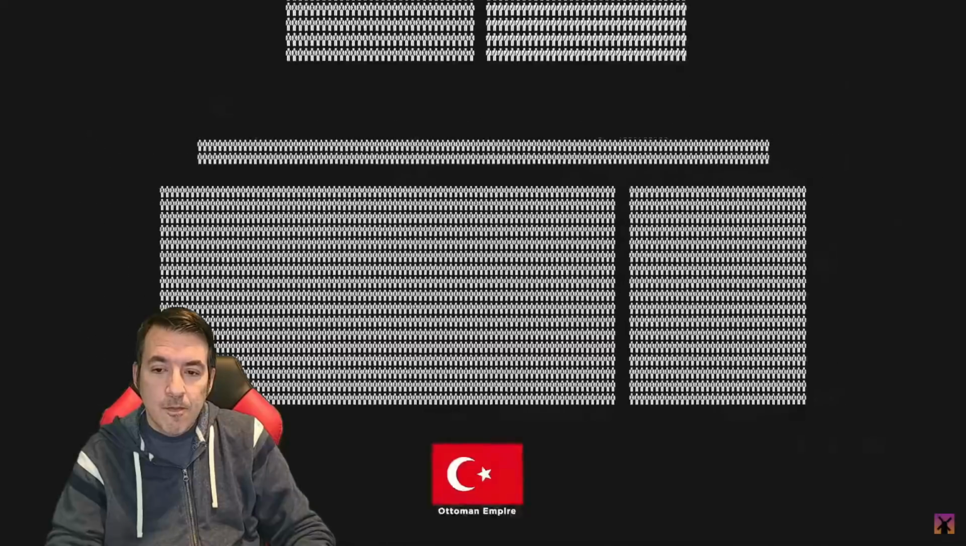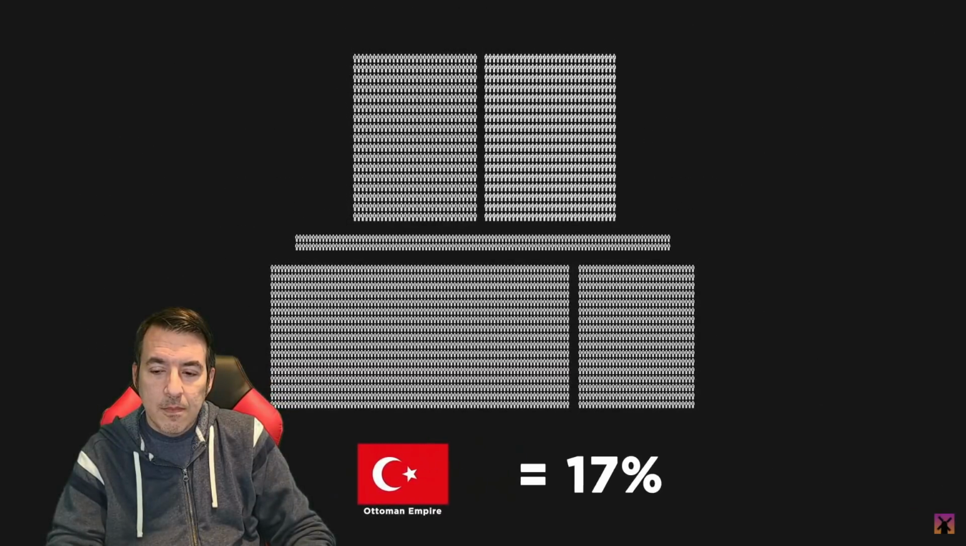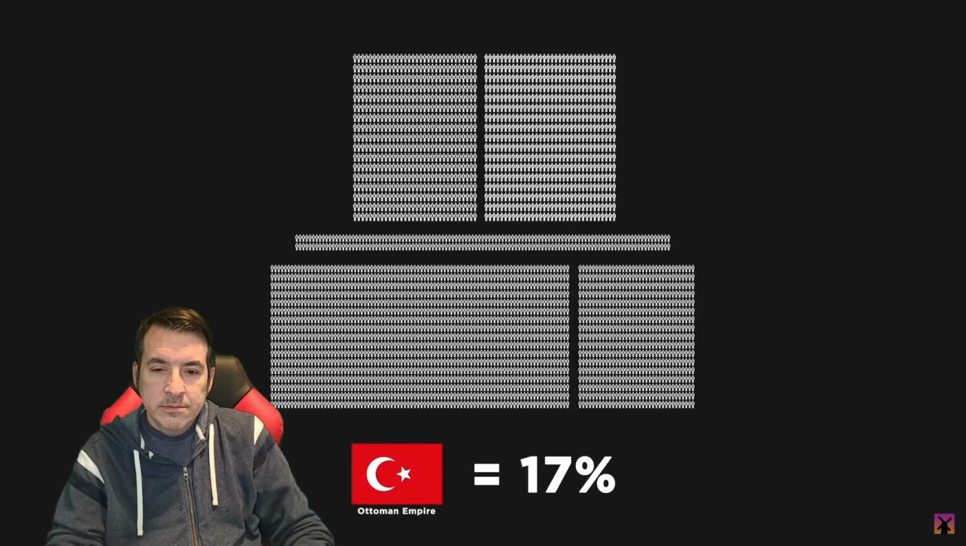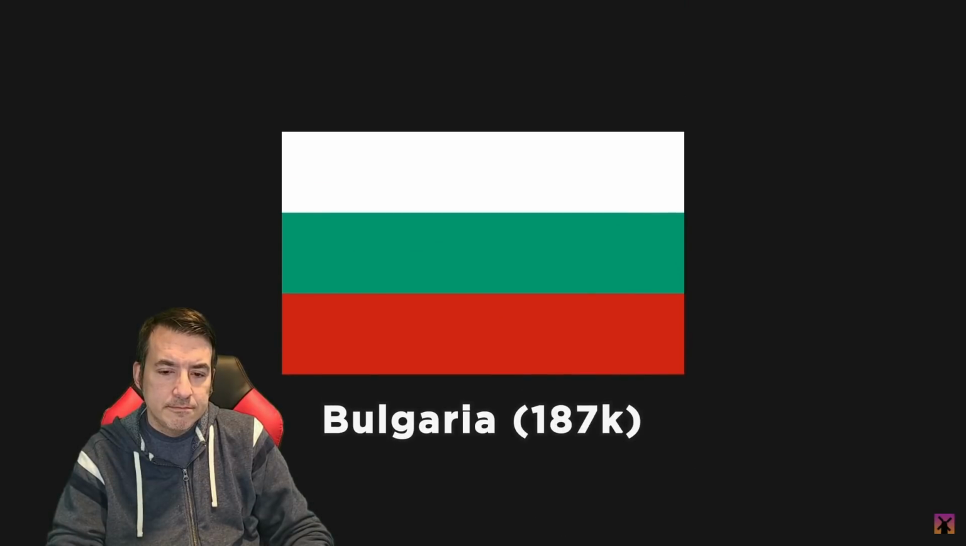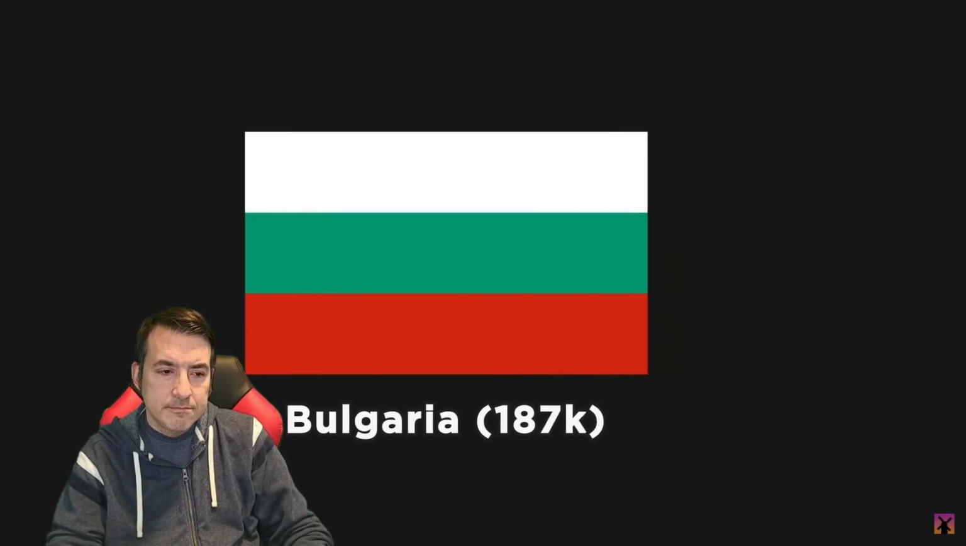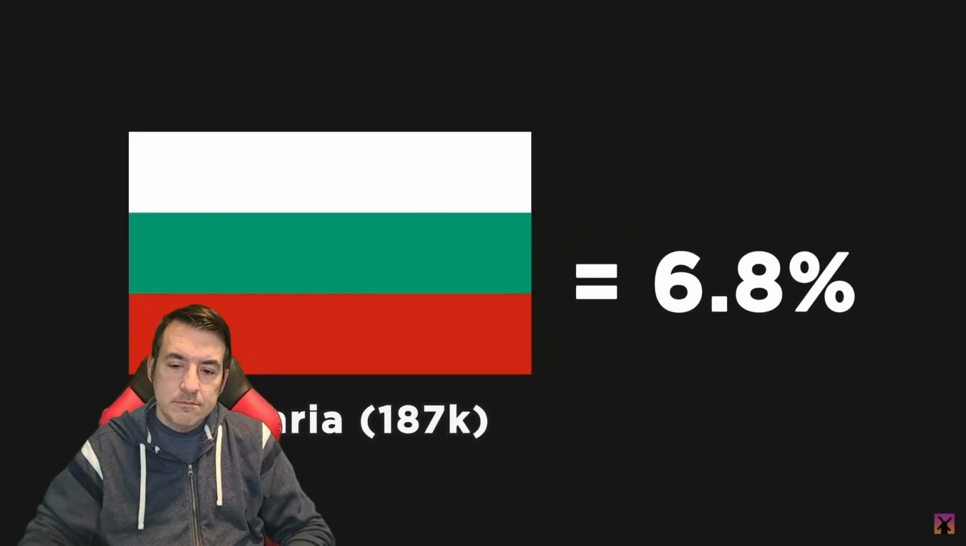Accounting for all of this in addition to the military casualties, an enormous 17% of the Ottoman Empire's population was killed or wounded during the conflict, which can also help to explain why this empire too didn't survive long after the war was over. And finally, Bulgaria was another member of this alliance that suffered greatly as well, with 6.8% of their population becoming casualty victims of the Great War.